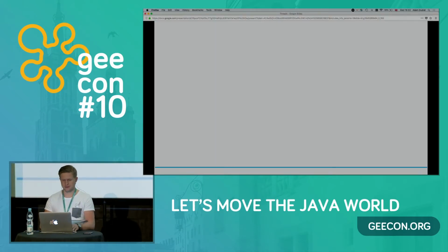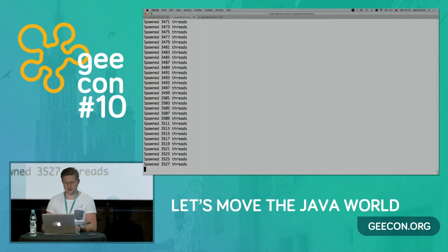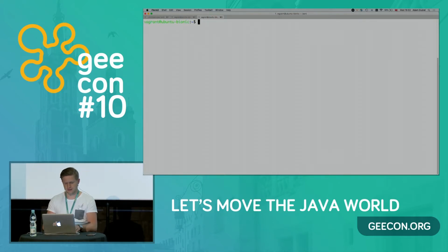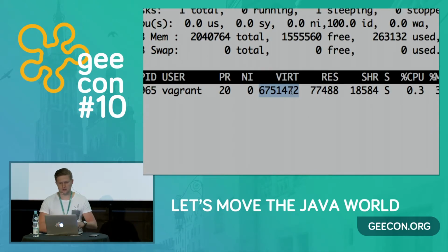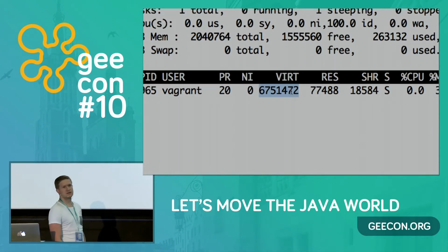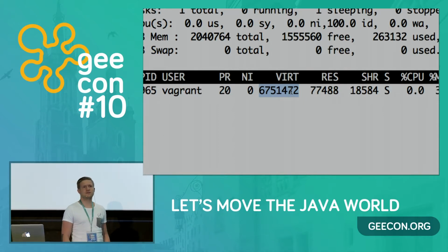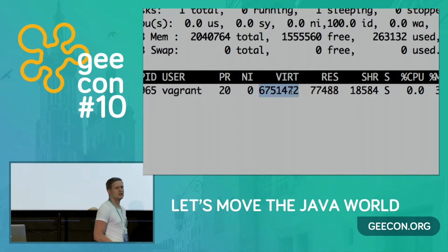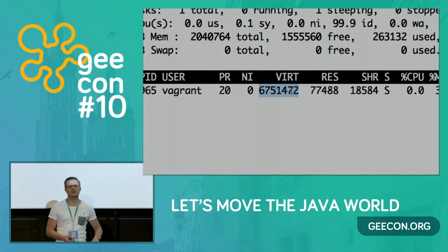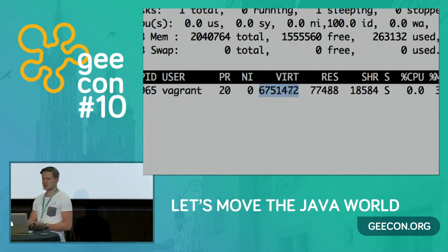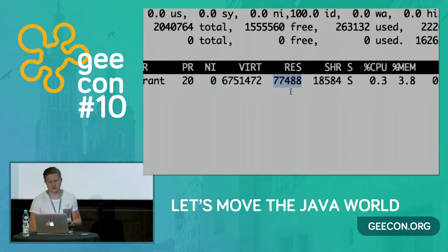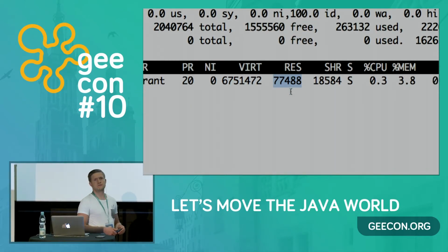So let's see how it works. I'm going to run this program once again, with 5,000 threads, and look at top for this. What we can see is that it allocates almost 6 gigabytes of virtual memory, but this memory is not real. Unless the threads are going to do something with their stacks, unless they're going to allocate something there, unless their stacks are going to grow, it doesn't have to exist. The real memory used by this process is only 70 megabytes, nothing more.